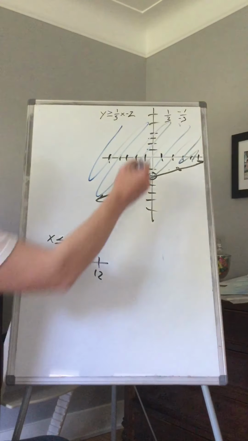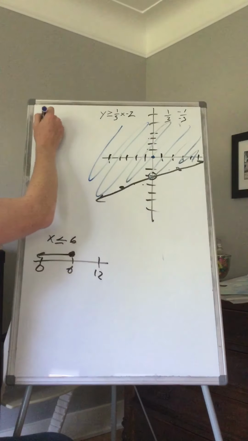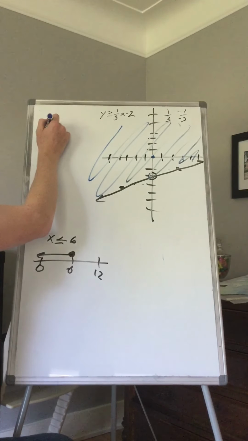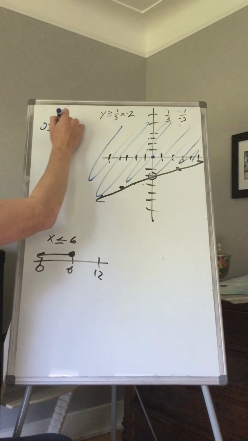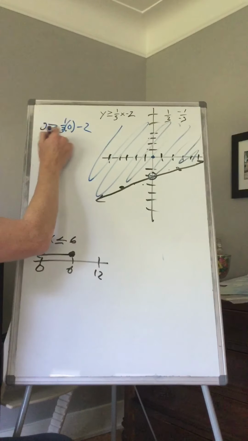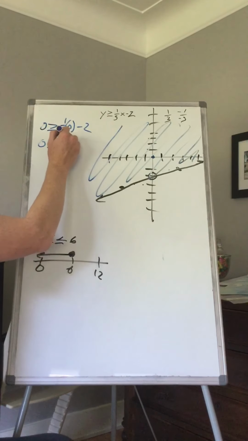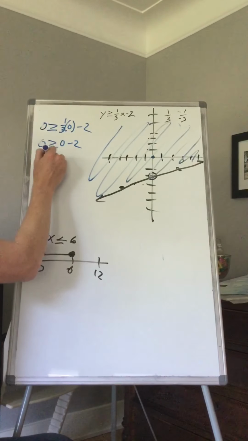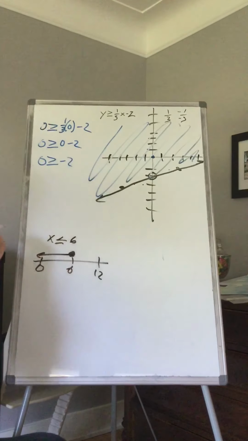You always want to check. 0, 0 is the easiest. 0 is greater than or equal to 1/3 times 0 minus 2. 0 is identical to 0, take away 2. 0 is greater than or equal to -2. That is true, so we shaded the correct spot.